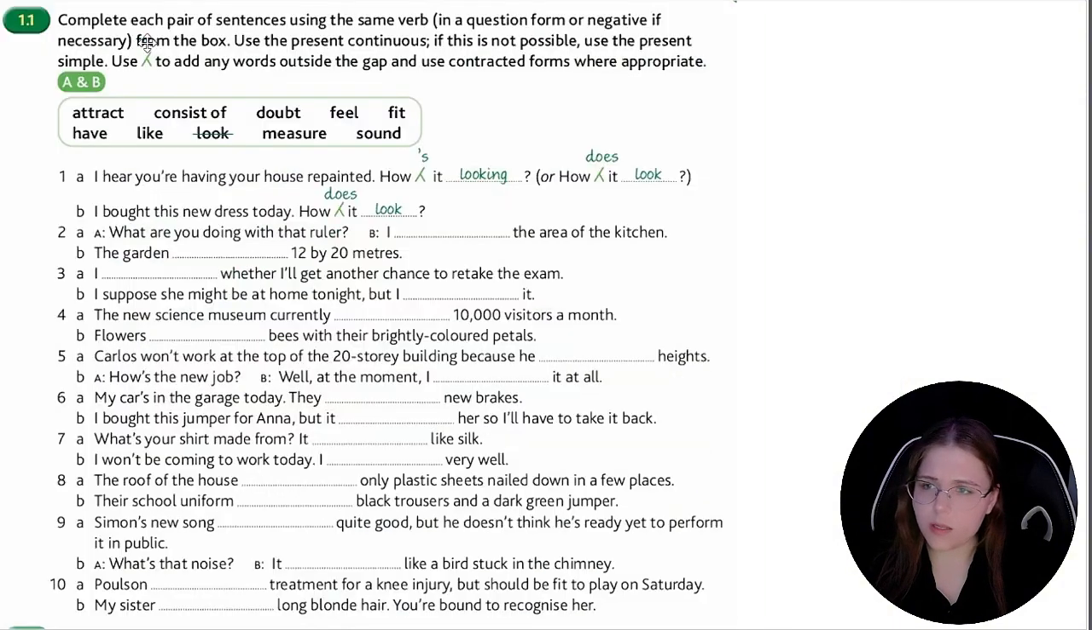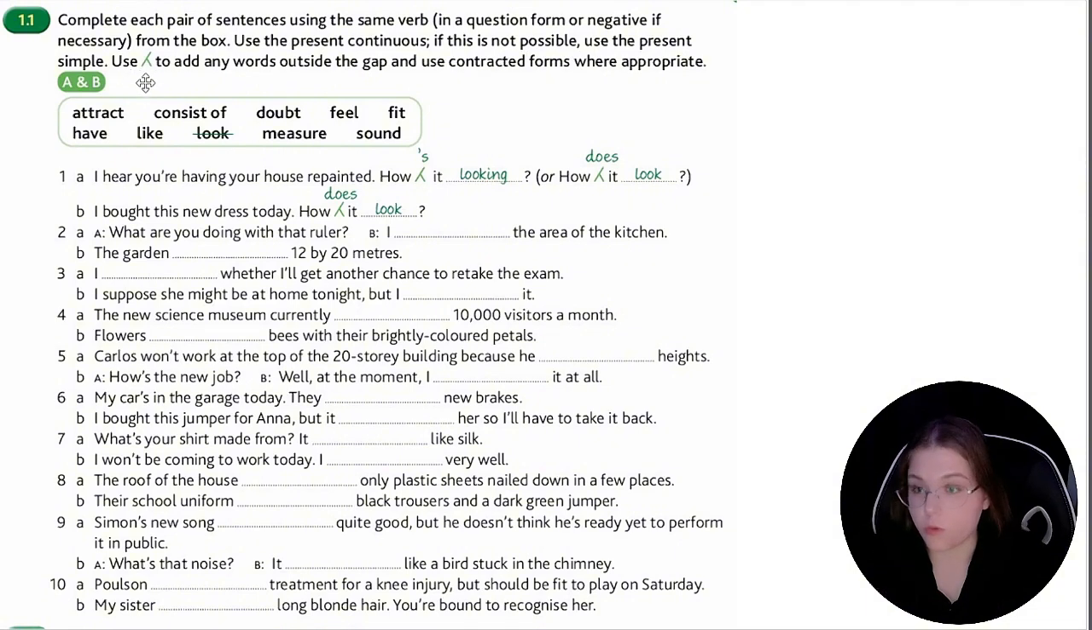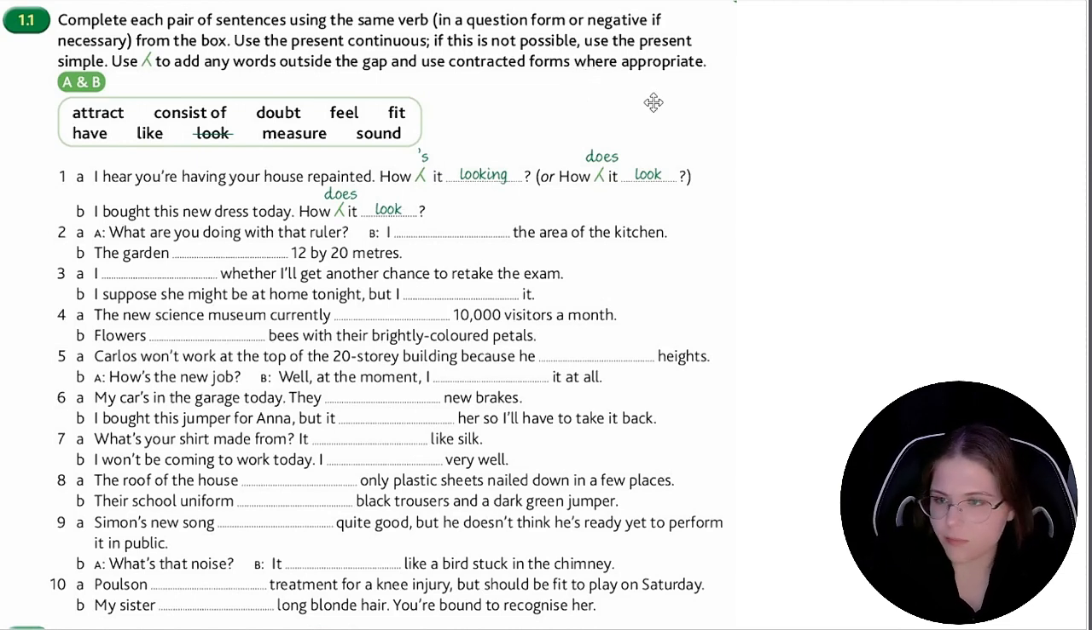The end. Now let's do this exercise connected with the first two paragraphs we have already read. Complete each pair of sentences using the same verb in a question form or negative if necessary. From the box, use the present continuous. If this is not possible, use the present simple. Use this symbol to add any words outside the gap and use contracted forms where appropriate. Let me remind you that first of all, I give you some time to do this exercise by yourself, only by yourself, and only then we will do that together.